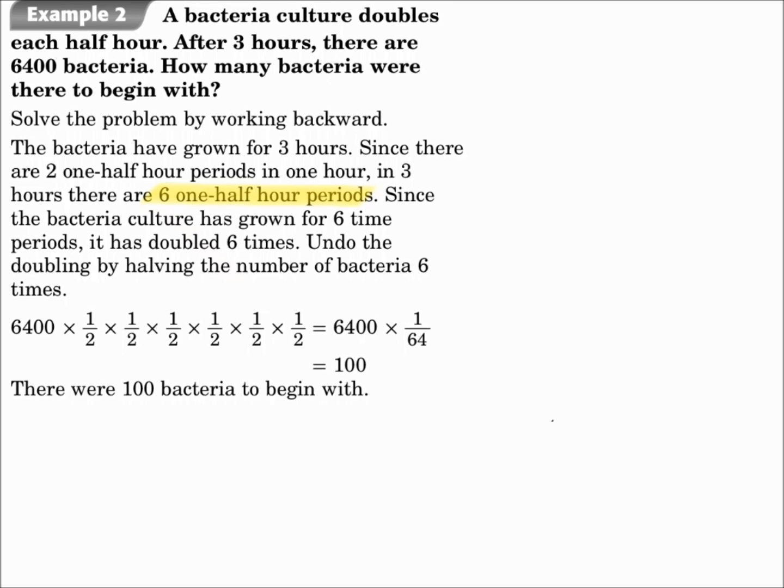So start with 6,400. And since originally the bacteria doubled each half hour, we're going to do the opposite. Undo the doubling by taking half of the number each time. And we'll do that 6 times. So 6,400 times half 6 times is 100. There were 100 bacteria to begin with. So work your way backwards. Start at the final number and go backwards doing the opposite operation for each step until you get back to the beginning.